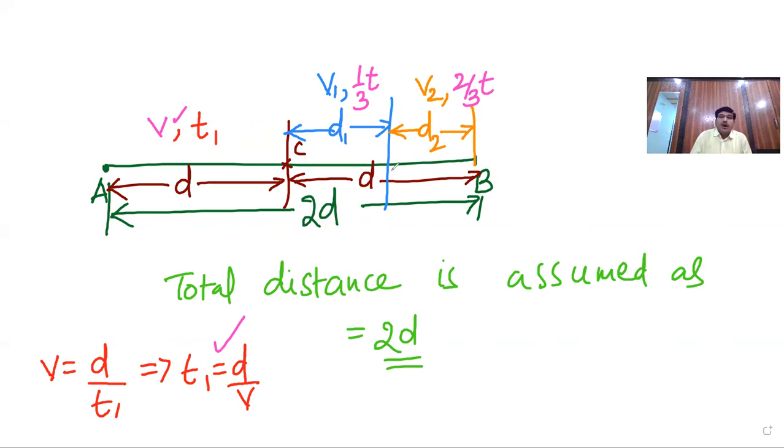Clear? Now, I want the time t in this case. Can I write like this? For the total distance BC, d is equal to d1 plus d2. Clear? So here BC distance is equal to d, so d1 plus d2.